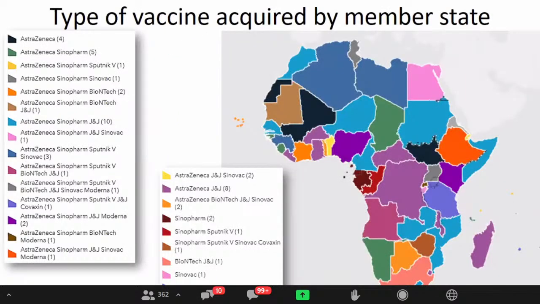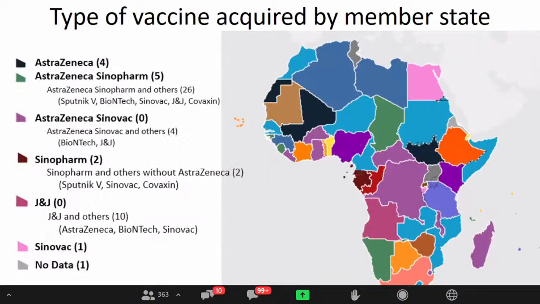So looking at the type of vaccine used, this is just like a global picture of where the kinds of vaccines are and how. This next slide gives us a better understanding to tell us that the most used vaccine on the continent is AstraZeneca, followed by Sinopharm. And you can see AstraZeneca being used alone in 4 countries, AstraZeneca and Sinopharm in 5 countries, and there are various combinations.